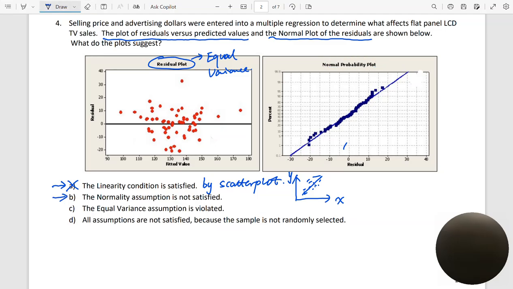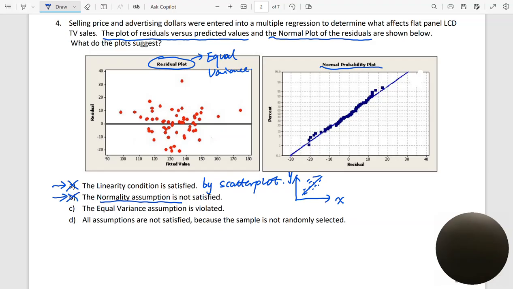Next one, for the normality assumption. All right, so what about the normality assumption here? In this case, this plot is actually called what? The normal quantile plot, right? So this plot is actually a normal quantile plot. We expect the residuals to follow this straight line. So is this satisfied? Yes, right? So then B is not correct, right?